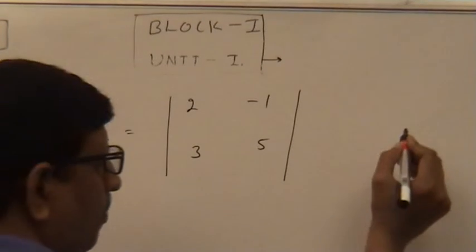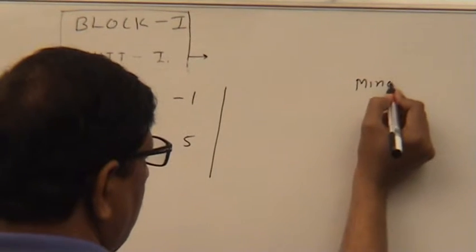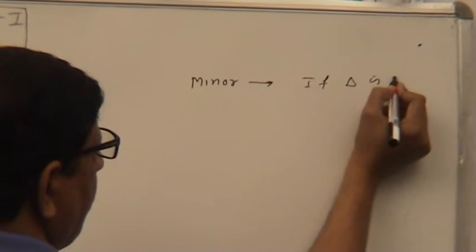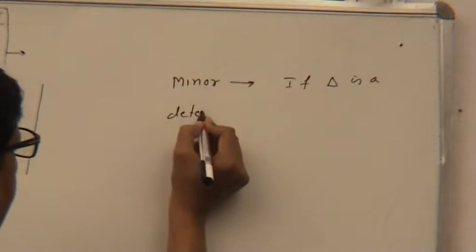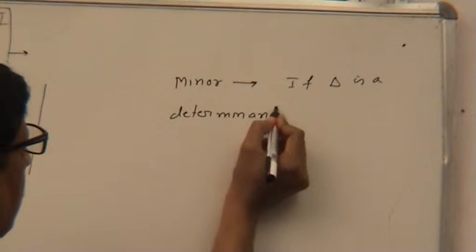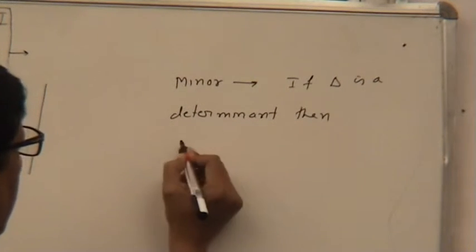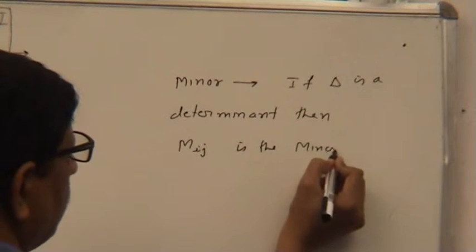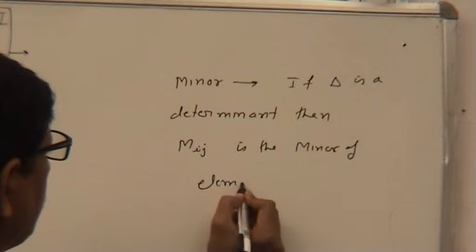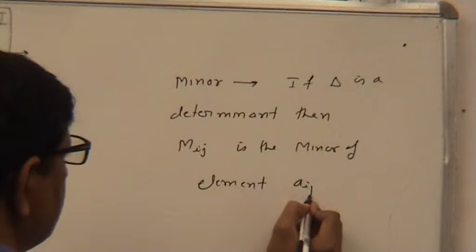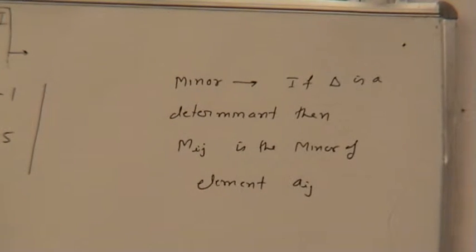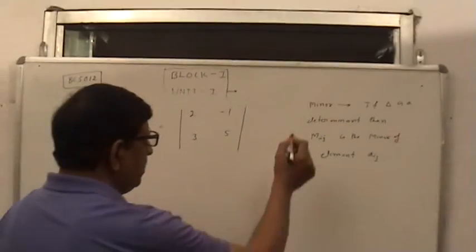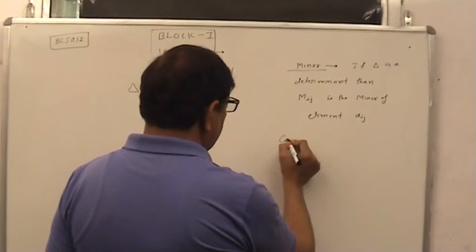Our objective is to find the minors. First of all, we see what a minor is. If delta is a determinant, then Mij is the minor of the element Aij. These numbers, we call them either elements or members of a determinant. It is the minor. Then what is a cofactor?